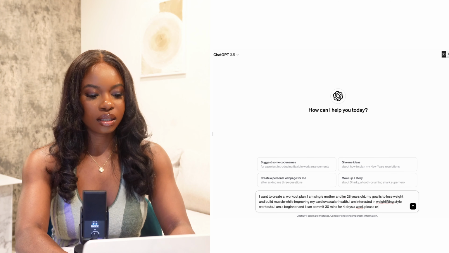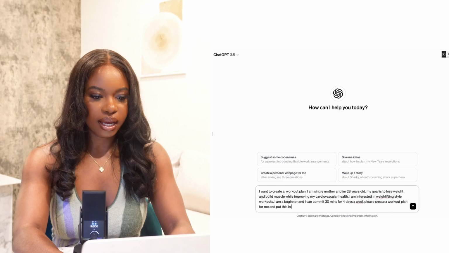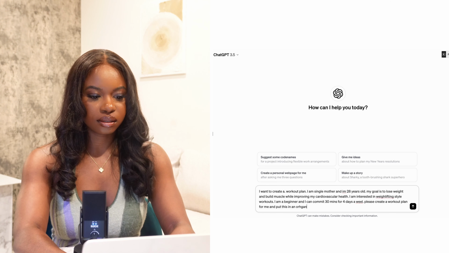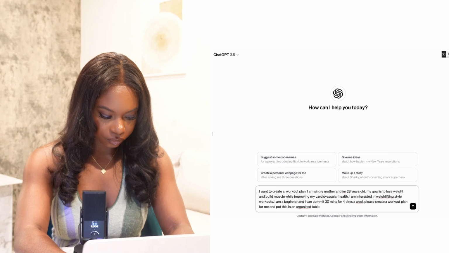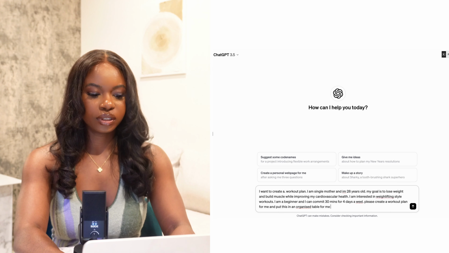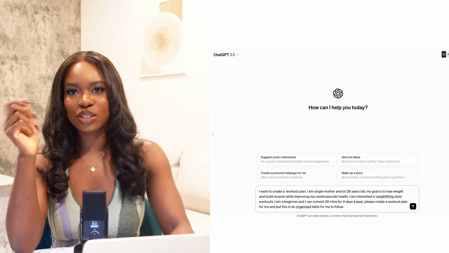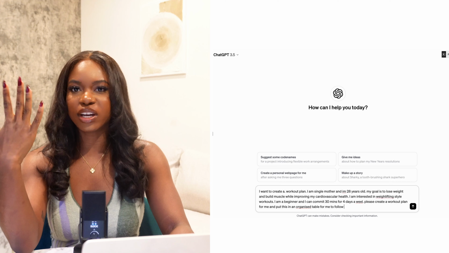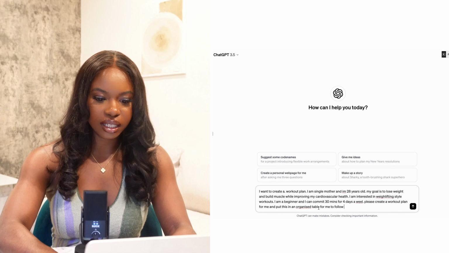Please create a workout plan for me and put this in an organized table for me to follow. So yeah, that's important. It spits out whatever it comes up with. So I made sure to put the table part so that whenever you look at it, it's clear and it's not confusing. Okay, so I've put everything in and I'm going to hit send message and it's going to do its thing.